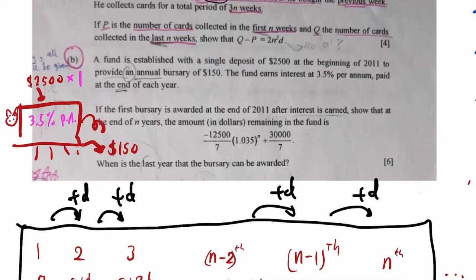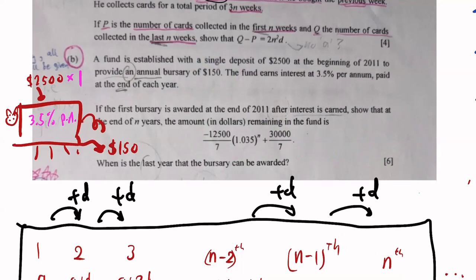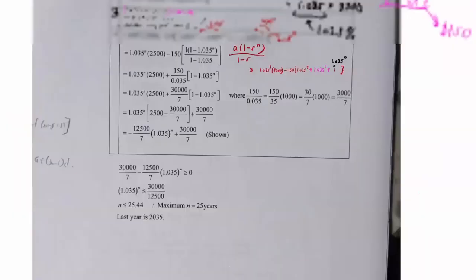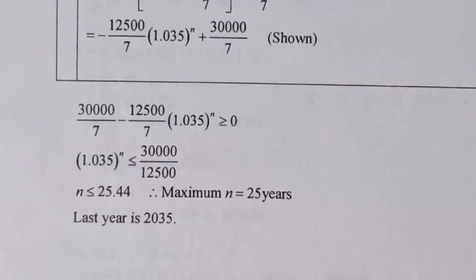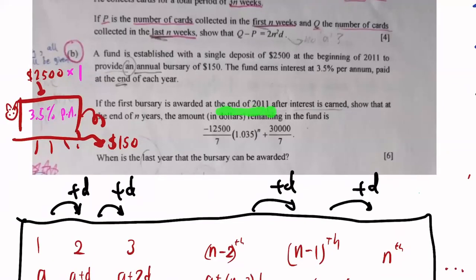You can think of it that way. Then that will be the last year. Or you could just make sure that it's more than 0. Actually, that doesn't make sense, because it must be more than 150. If not, you don't have enough money to give out the last bursary. Okay, let's see. Here they gave more than or equal to 0. Actually, let me think a bit. Did I think of it wrongly? This is referring to, let me read the expression again: amount in dollars remaining in the fund.